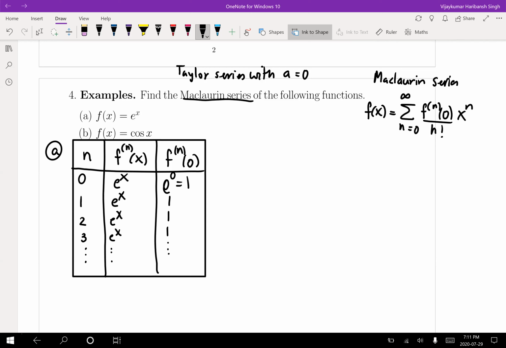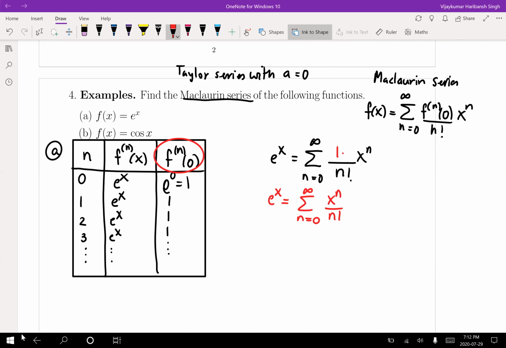So therefore, we get e to the x is the summation n equals 0 to infinity of f^(n)(0) over n factorial times x to the n. And what is new from here is that all these f^(n)(0) are 1. So we get 1 times this. Or we get e to the x equals the summation n equals 0 to infinity of x to the n upon n factorial.